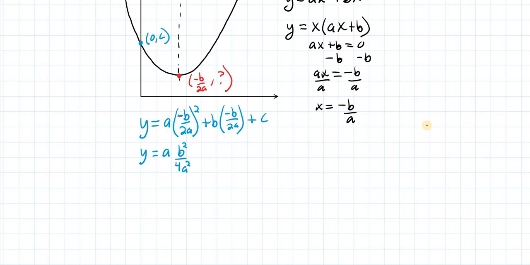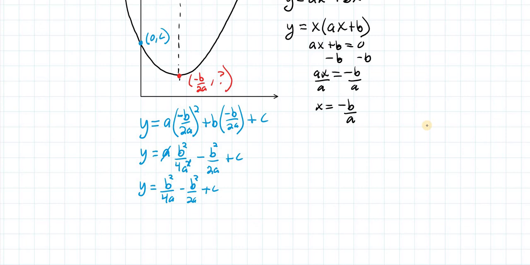I'm adding the b here, but we have a b times a negative here. Oops, sorry. So we're going to get a negative b squared over 2a plus c. And let's simplify this. We can cancel this a with one of the a's over here. So we have y is equal to b squared over 4a minus b squared over 2a plus c.